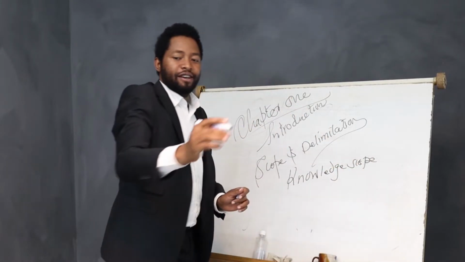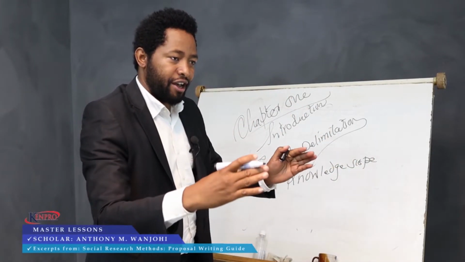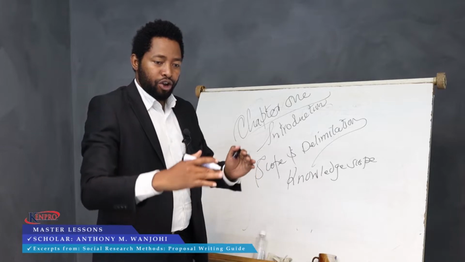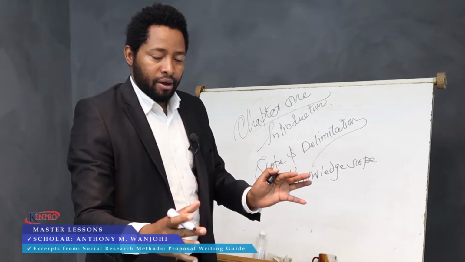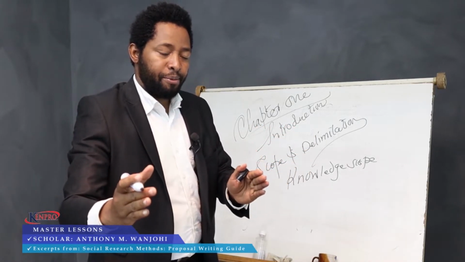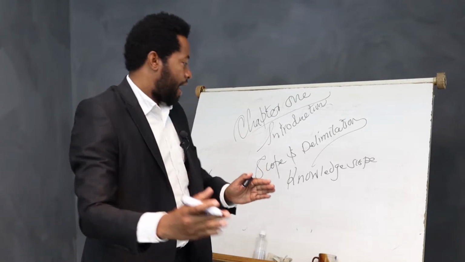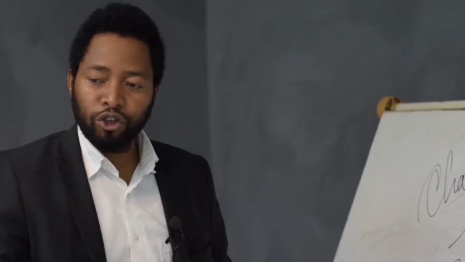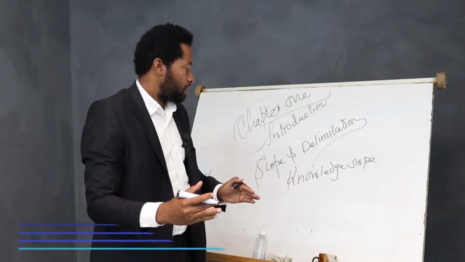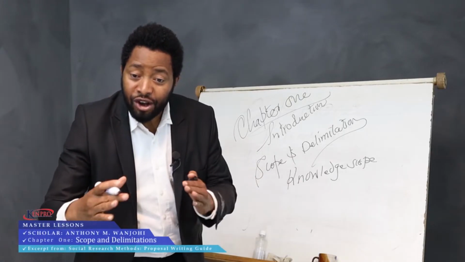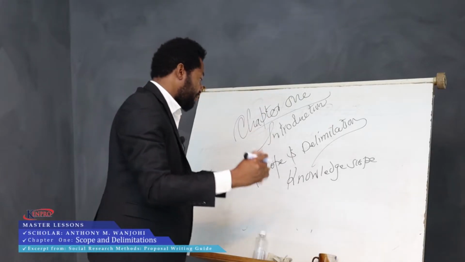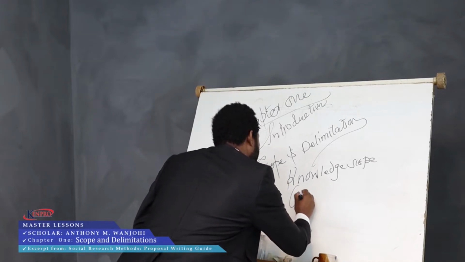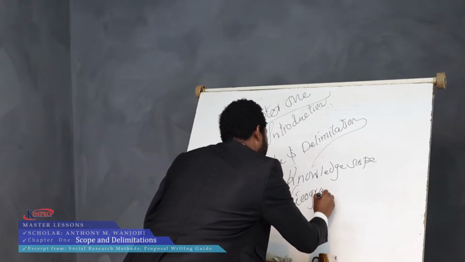For instance, factors affecting students' academic performance. You're looking at certain parameters, at that area. And then you also have scope and delimitation in terms of geographical scope.